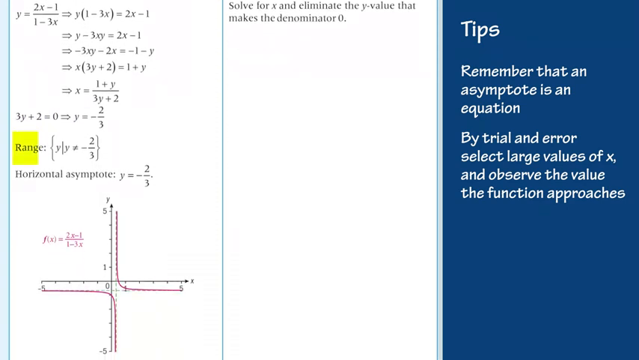Therefore, the range is the set of real numbers excluding the number -2/3. Remember that this is the approximate value you obtained using trial and error earlier. The horizontal asymptote is therefore y equals -2/3. Remember again that an asymptote is an equation. The graph confirms the solutions obtained algebraically.